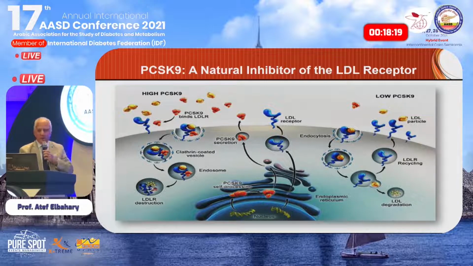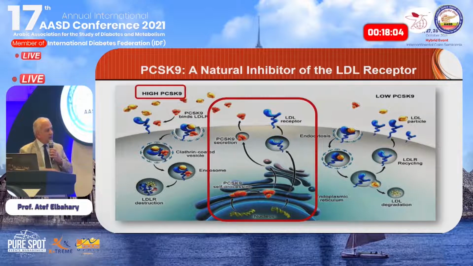And Pcsk9, unfortunately, adheres to the LDL receptor. When there is high Pcsk9, or gain of function, Pcsk9 binds to the LDL receptor, going inside the hepatocytes through a clathrin-coated vesicle, and then goes to the endosomes to be disintegrated. The LDL receptor is destroyed. So the number of LDL receptors on the surface is decreased and LDL cholesterol is increased.